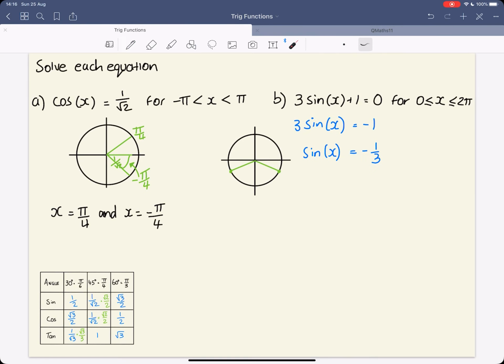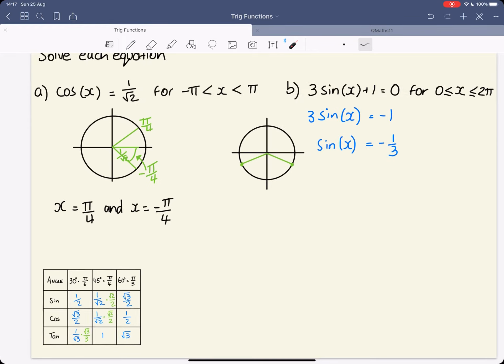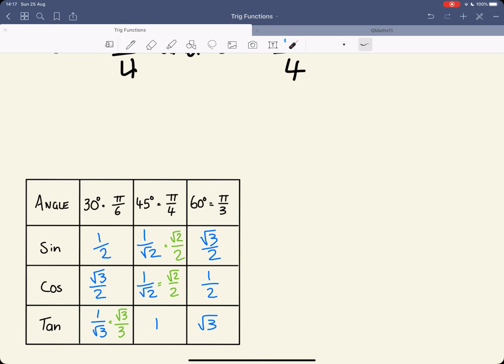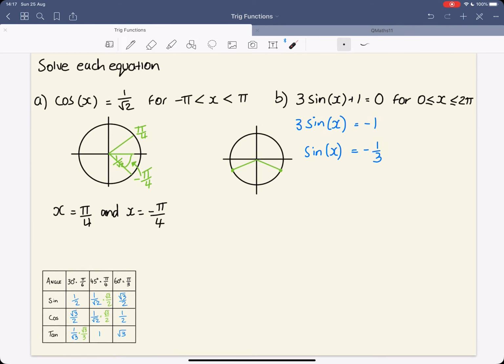Well, the sine of what angle gives us negative 1/3? We just go to our table like we did in our previous question. The sine of what angle gives us negative 1/3? Oh, we don't have the sine of a particular angle that gives us negative 1/3. We don't have enough values here, we don't have enough angles. So we can't actually use our table here. So we need a different strategy.